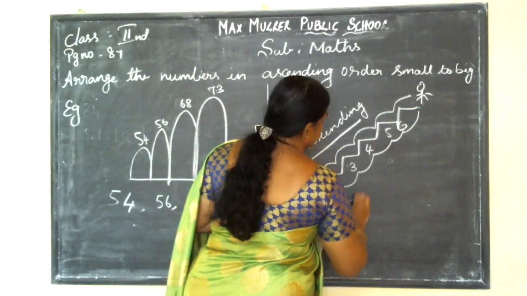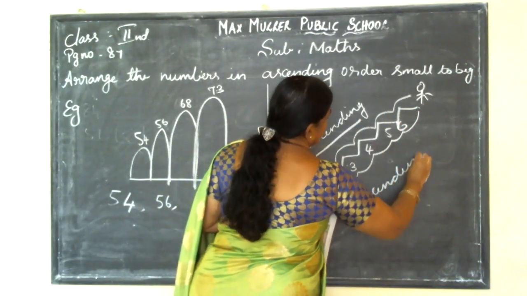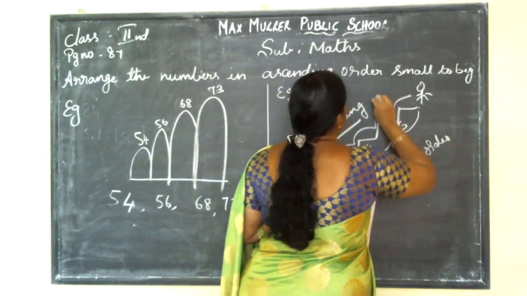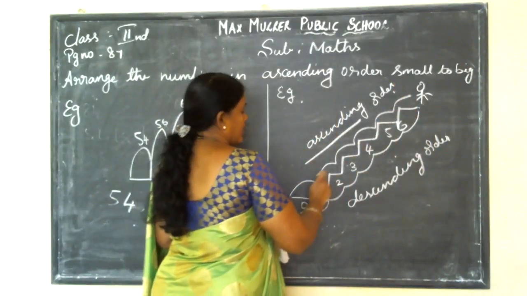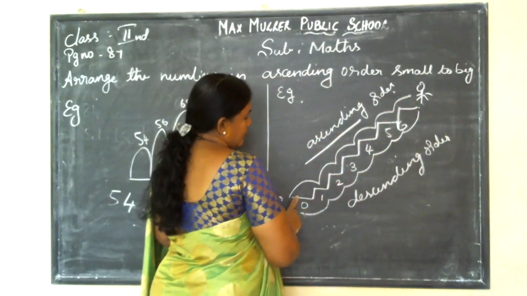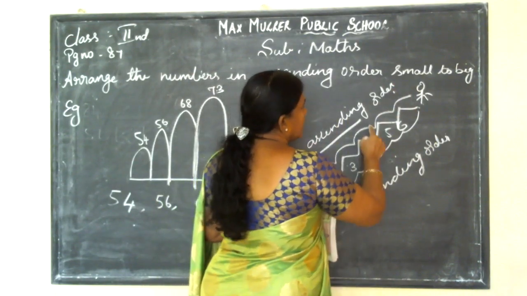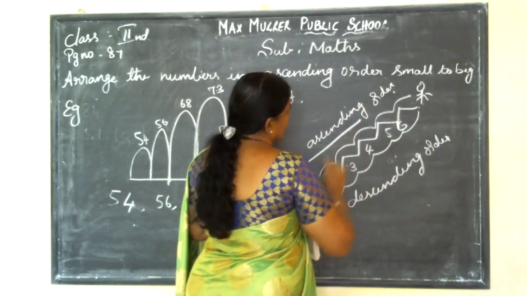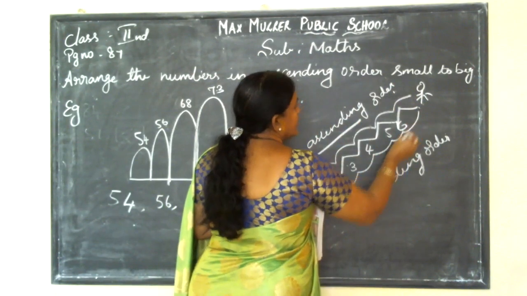Now, descending order means big to small. If John wants to come down, 6, 6 to 5, 4, 3, 2, 1. John wants to climb up slowly, 0 to 1, 1 to 2, 2 to 3. Like that you climb up. So ascending order is small to big. Descending order means big to small.